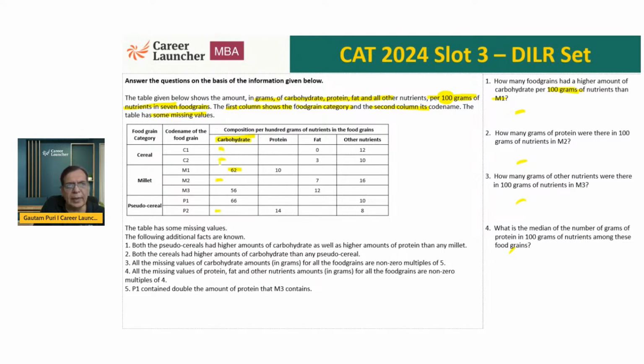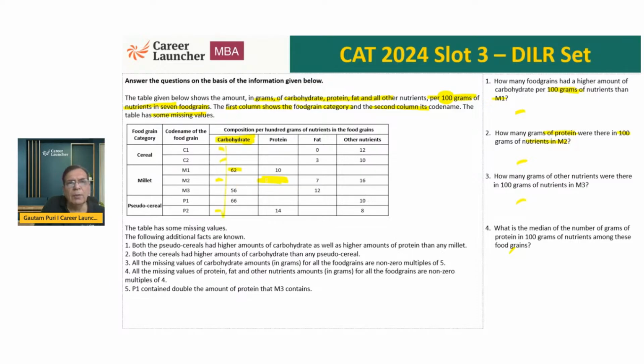What do we need to do? We need to find the value of the remaining ones. So as far as carbohydrate is concerned, I'll need all these values, right? Question 2. How many grams of protein were there in 100 grams of M2? 100 grams of M2, we need this value. So as far as question 1 was concerned, we need this.